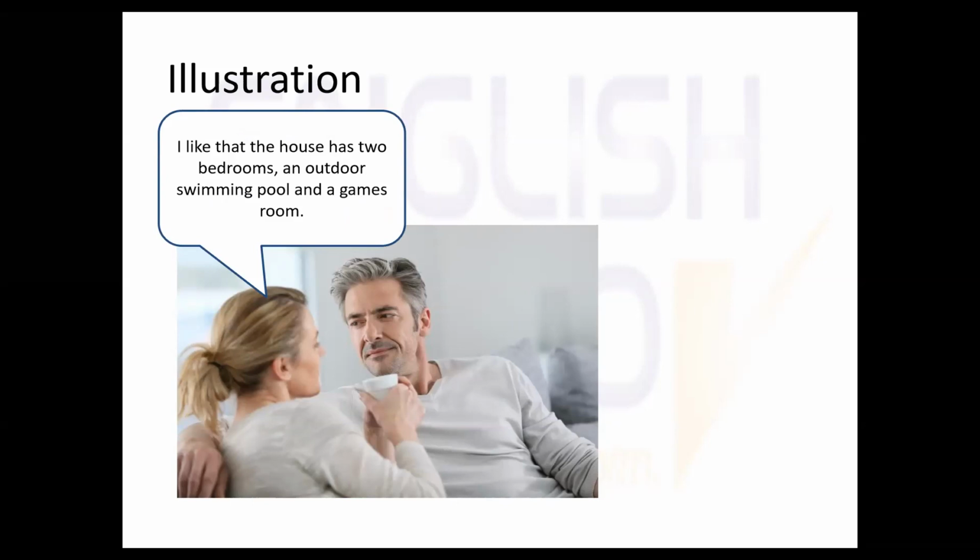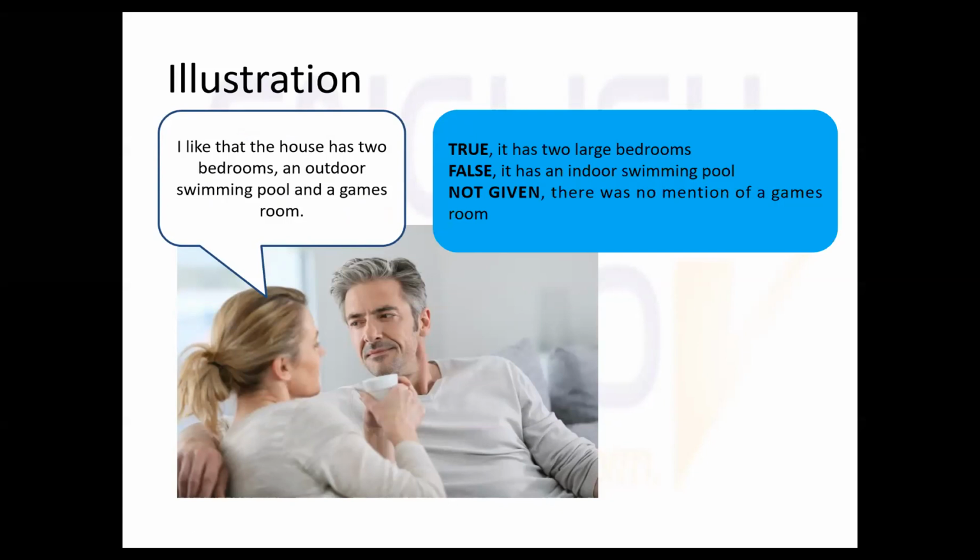Now, for true, false, not given, or yes, no, not given, the illustration is like this. True, because this woman says that the house has 2 bedrooms, so it is true. After that, she said the house has an outdoor swimming pool. It is false because before, I told you that the house has an indoor swimming pool. So this statement is false because it contradicts what the real estate agent said before, okay?